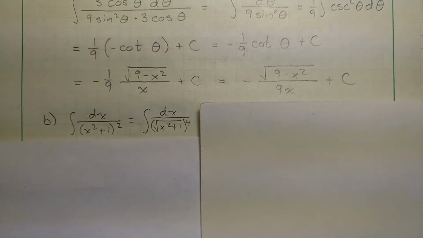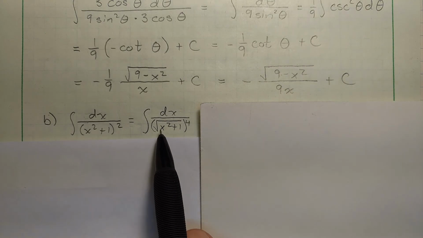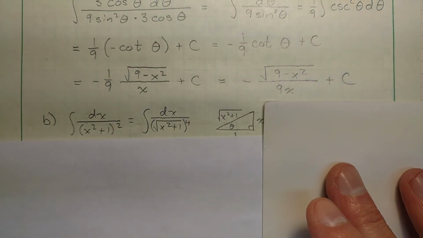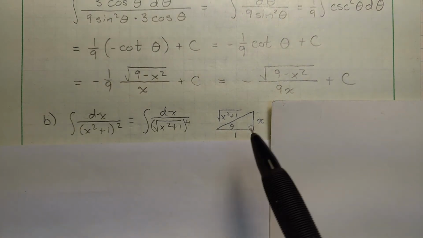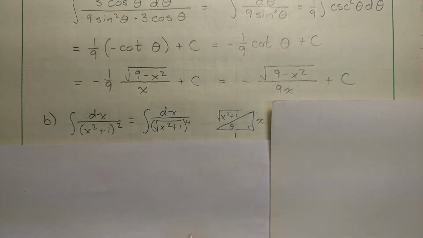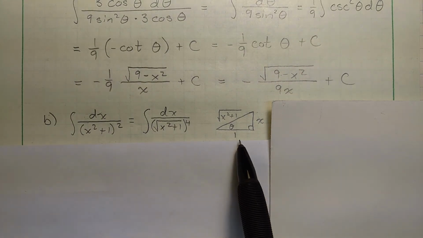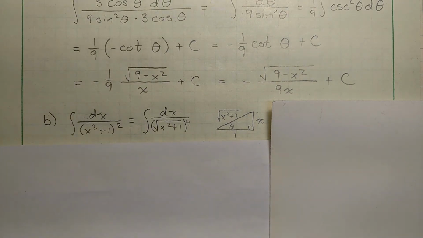So I'm going to set this up using my right triangle. And since it's x squared plus 1, this will have to be the hypotenuse. So I make this the hypotenuse. The opposite side will be the square root of x squared, which is x. And the adjacent will be the square root of the 1, which is just 1.